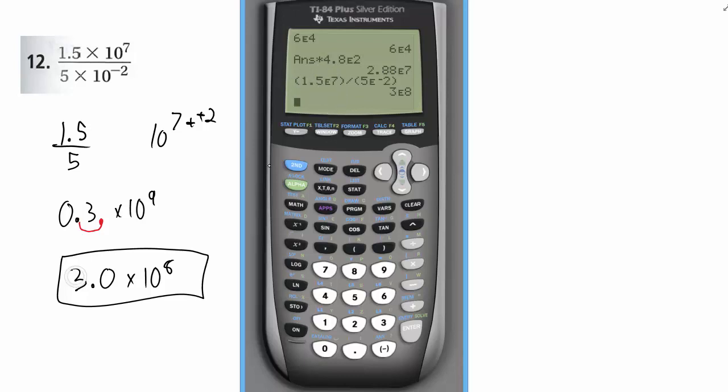But either way, the answer is 3 times 10 to the eighth, but you should write 3.0 times 10 to the eighth. You should not write 3E8 as your answer. I don't want to see this on the test. I want to see this right here.